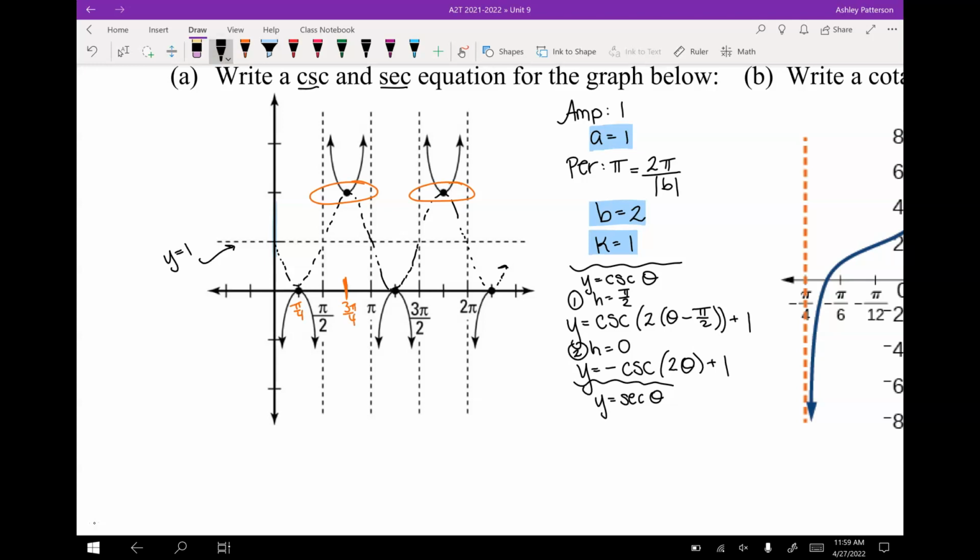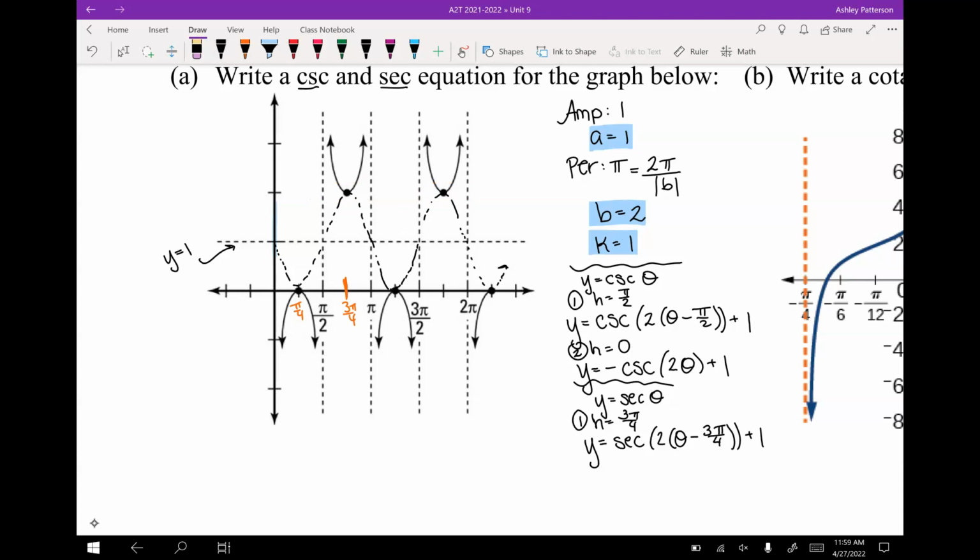So our first possible answer is going to have an h value that's 3 pi over 4 radians. Here we go. We've got y is equal to secant, b is 2, another parenthesis because we're not distributing the b value, theta minus 3 pi over 4, and then we have plus 1 on the outside.